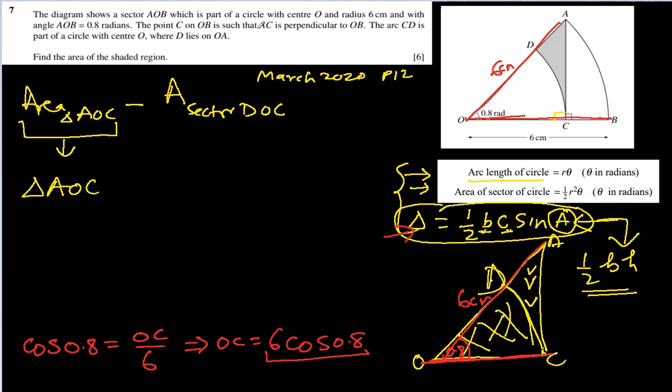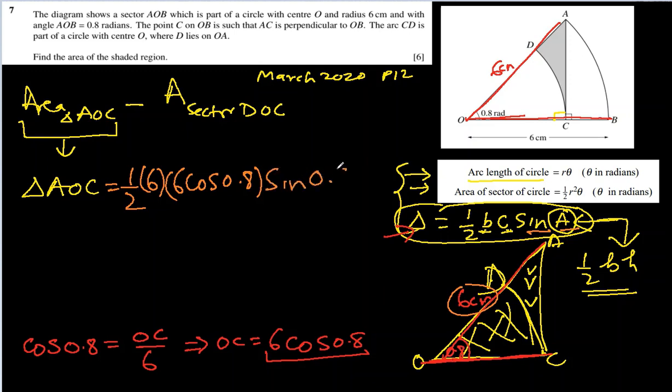And now we will find the area of the triangle, which will be half. For us, B is 6 centimeters, C we just found out, 6 cos 0.8, and sine of angle A, which is 0.8. Let's put this in calculator and we'll find our area of the triangle. I got 8.996 centimeters squared.